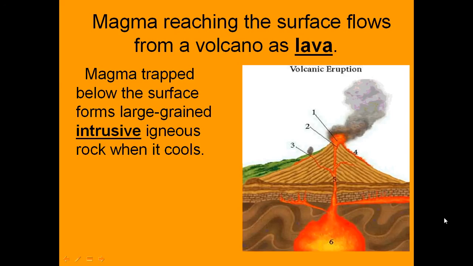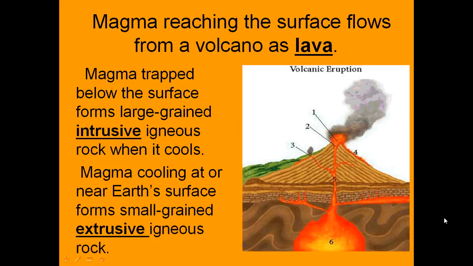Magma trapped below the surface has large-grained, intrusive igneous rocks when it cools. Intrusive, think of the word in, inside the Earth. Okay, intrusive, inside. And remember, it takes a long time for that magma to cool because it's around other rock, the crust. So we're going to get large mineral grains, large crystals in those rocks.